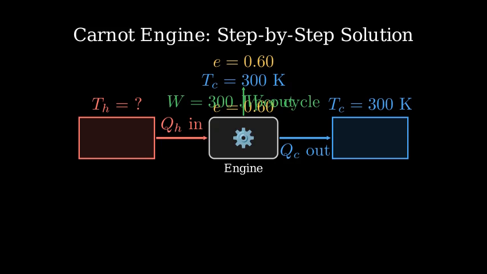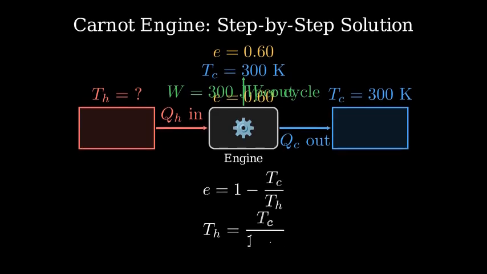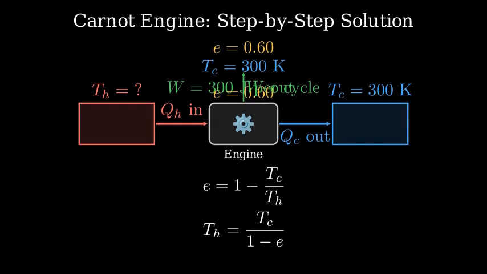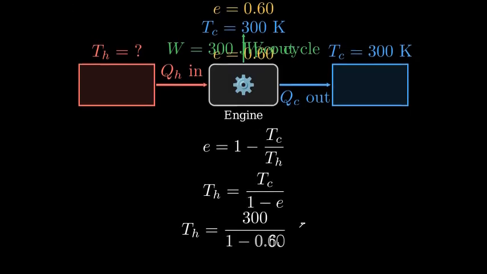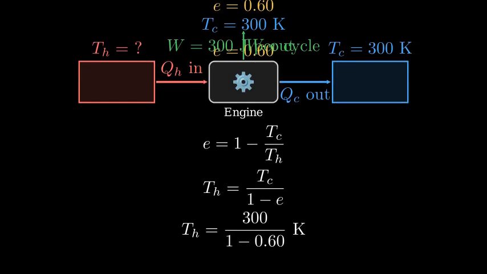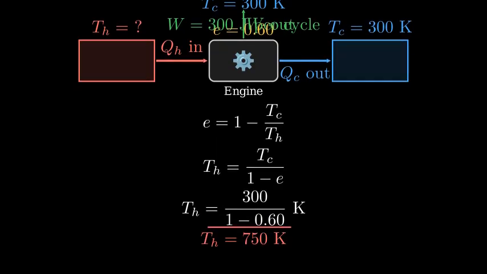Part A. For a Carnot engine, efficiency equals 1 minus T sub C over T sub H. We write E equals 1 minus T sub C over T sub H. Now we solve this for T sub H. T sub H equals T sub C divided by 1 minus E. Let's substitute our numbers. T sub H equals 300 over 1 minus 0.60. That denominator is 0.4. So T sub H equals 750 Kelvin.